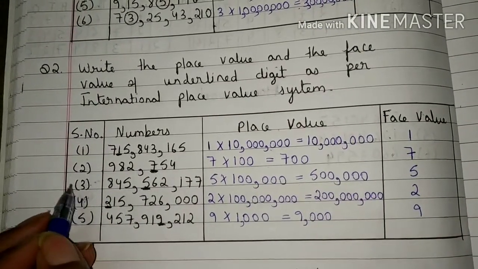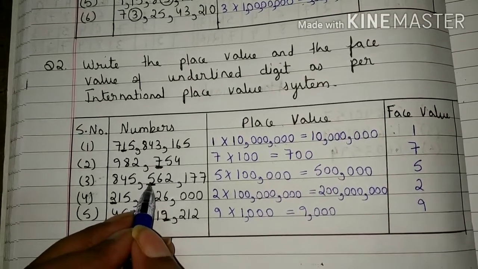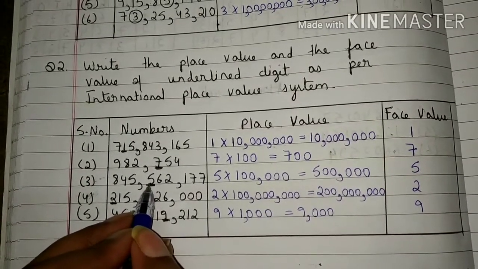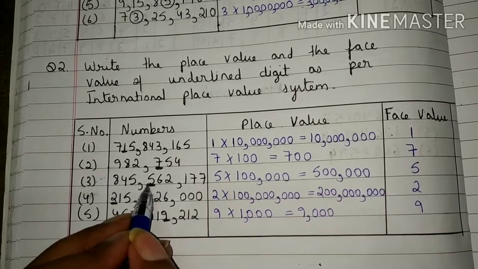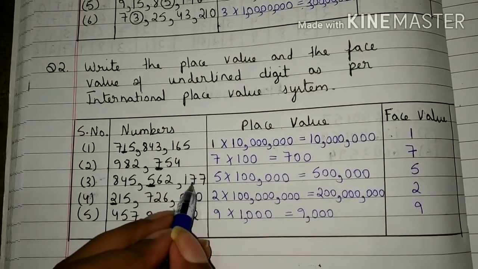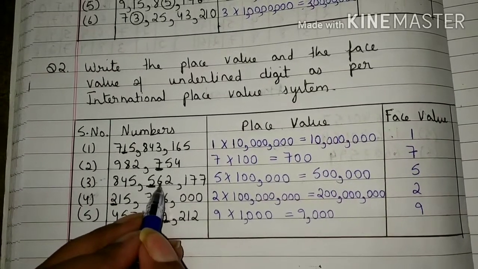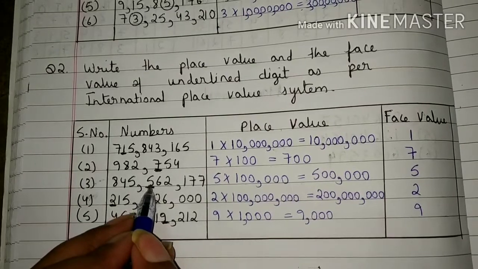Third question. Students, in this question, underlined digit is 5. So, you have to write the place value and the face value of this 5. Students, this is ones place, tens place, hundred place, thousands place, 10,000 place, 100,000 place.